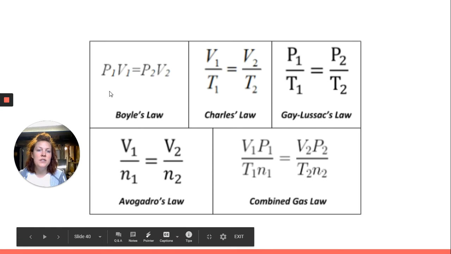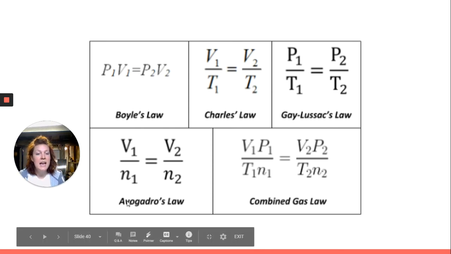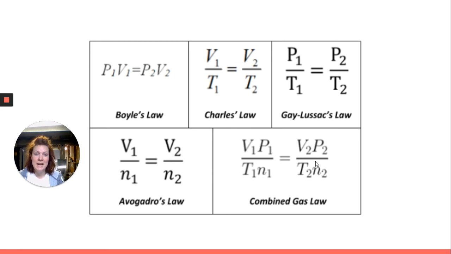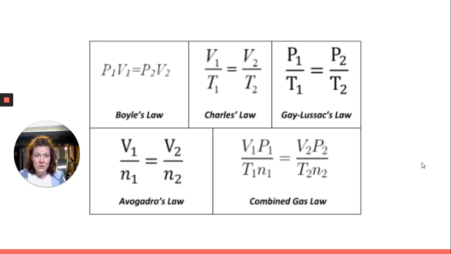So you can see here, these are our four previous laws: Boyle's, Charles's, Gay-Lussac's, and Avogadro's. We literally smushed them all together to create the combined gas law. You can see bits and pieces of each of those laws in this equation: P1 times V1, V1 over T1, P1 over T1, V1 over N1. So again, the combined gas law combines all of those values.